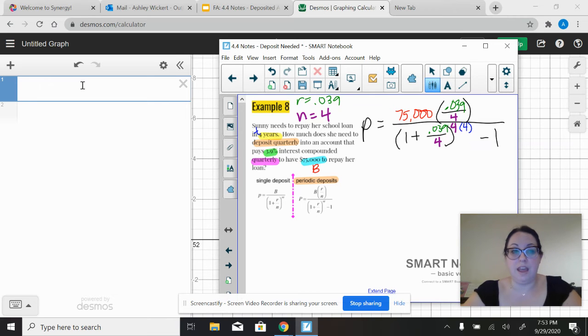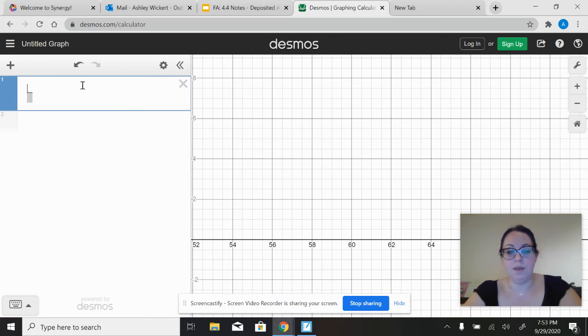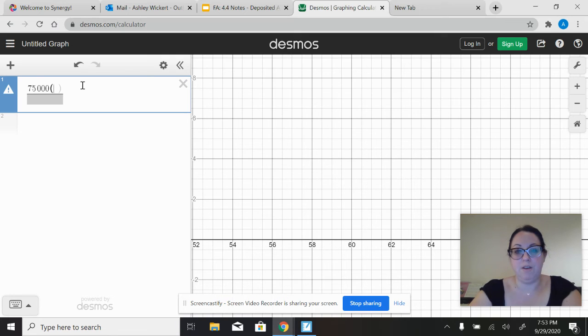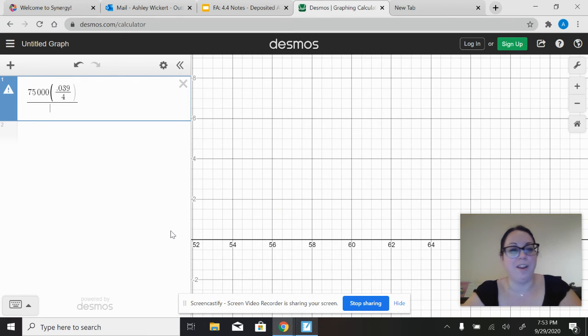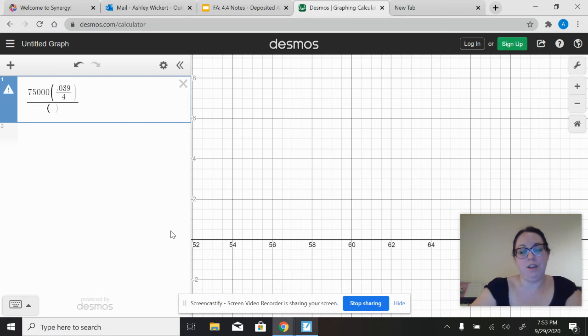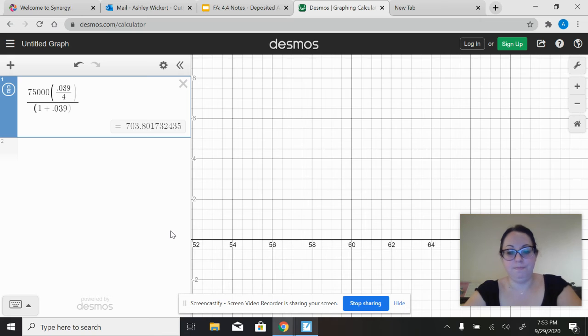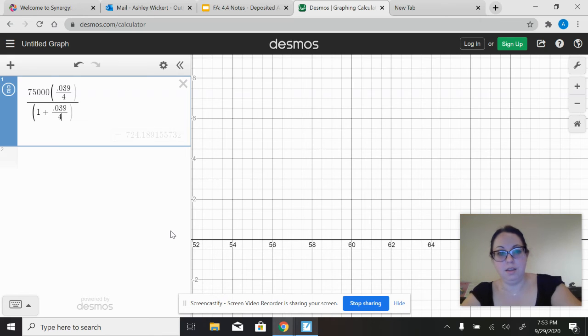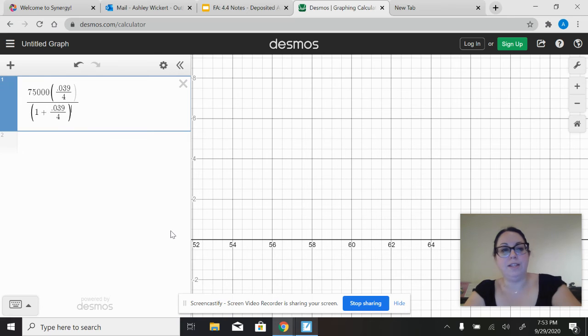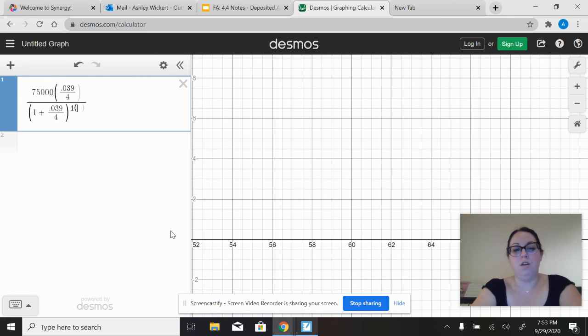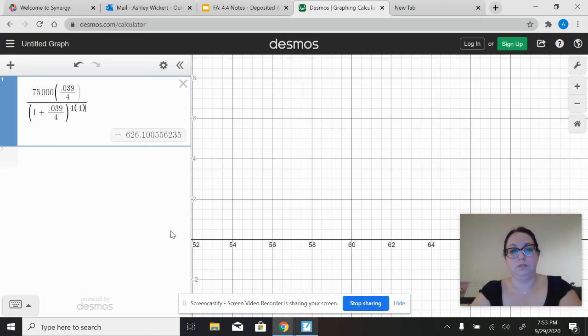So starting with that fraction key, I'm going to type in my 75,000. And then in parentheses, I'm going to have 0.039 divided by 4. Making sure I had that decimal right. And then in the denominator, in parentheses, I'm going to have 1 plus the rate divided by N. So same fraction, 0.039 divided by 4. And we're going to raise that to the power of 4 times 4.